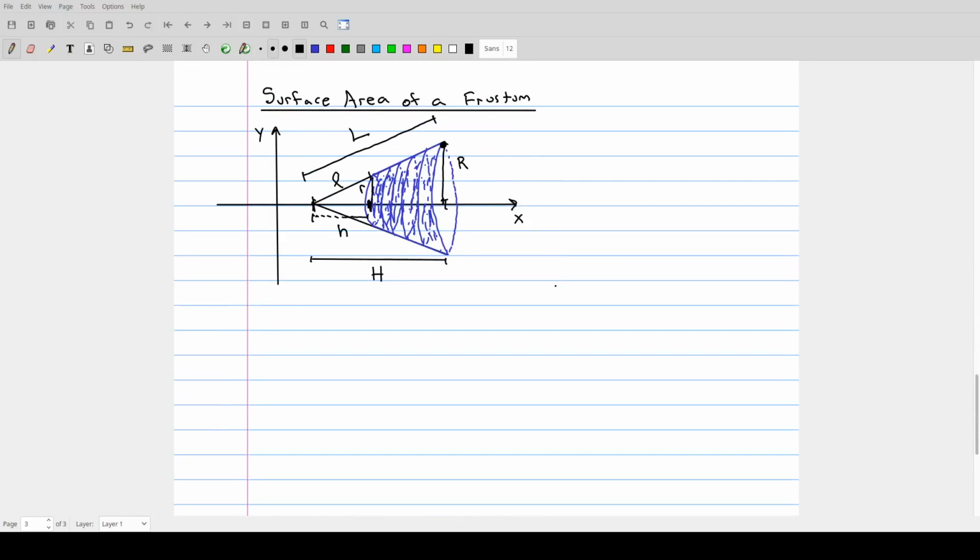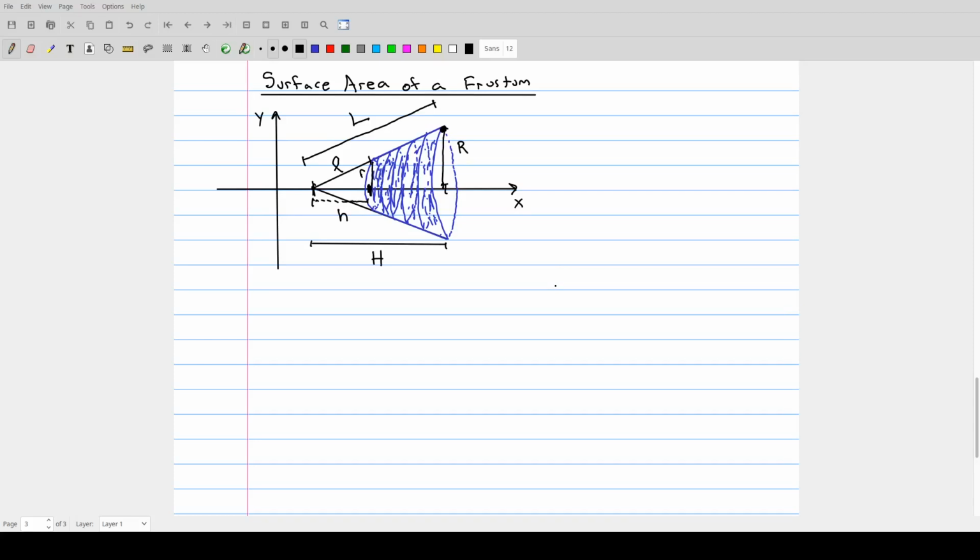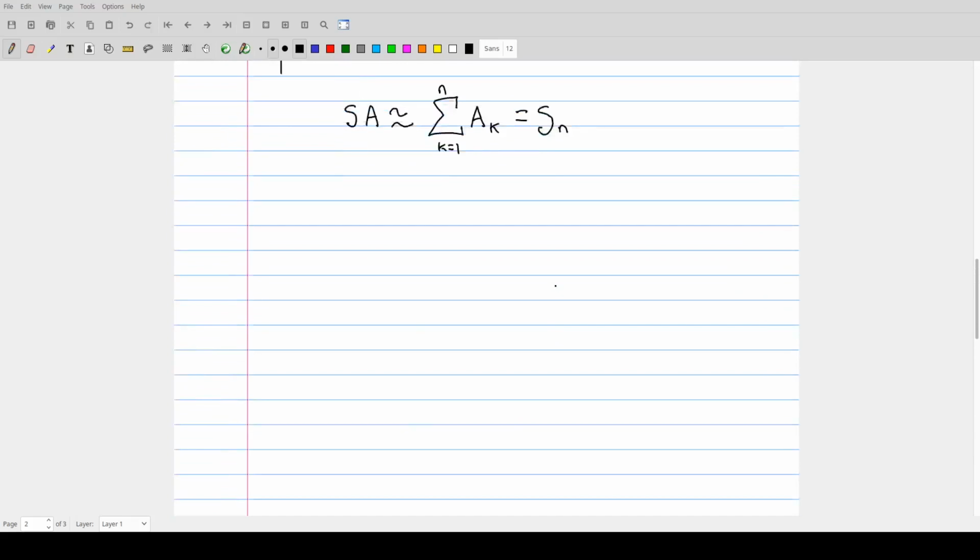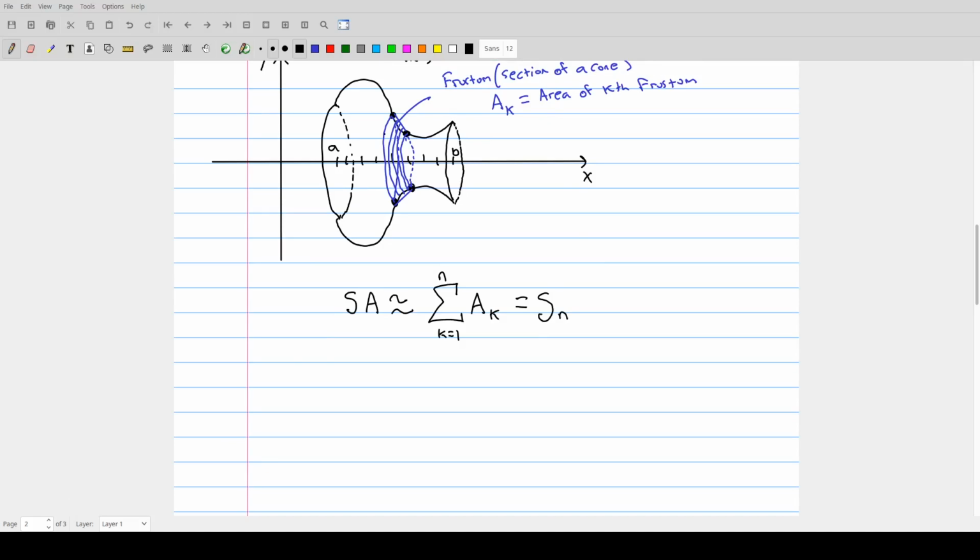So the first thing that we have to consider is how to figure out the surface area of each one of these small pieces, the surface area of the frustum that's highlighted in blue up in this picture right here, because for a given partition, we have n total frustums, and we want to figure out exactly what the surface area of each one of these pieces is in terms of the values of the function and the function's derivative.